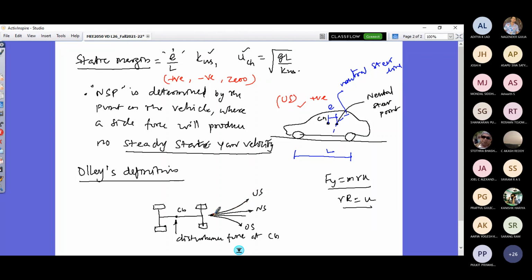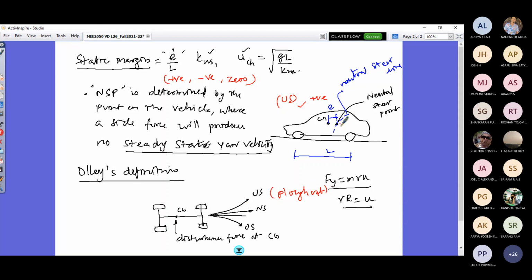What do you mean by that? That would cause the tire compliance in the front axle to have more slip angle than that of the rear. So the vehicle front axle will plow out. It is called plow out. So that would be your understeer effect.